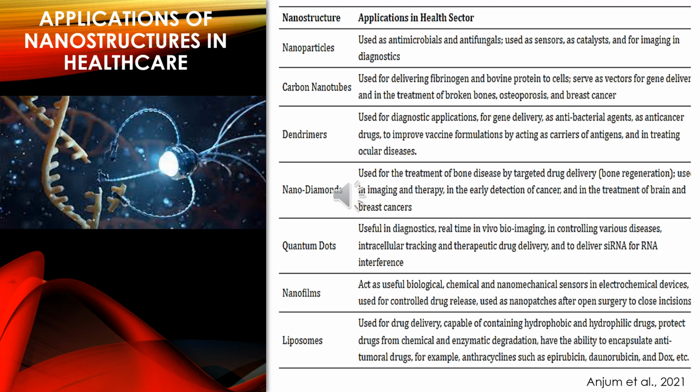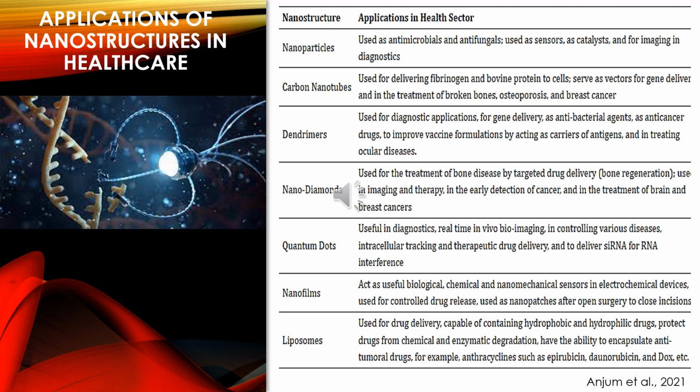So they can easily be used for delivering fibrinogen and bovine protein to the cells. These are the list of applications used in the healthcare sector, and they can serve as a vector for gene delivery. They are also used in the treatment of broken bones, that is fractures, and osteoporosis, and are effectively used in treating breast cancer also.